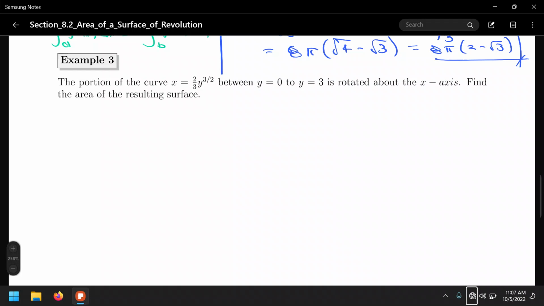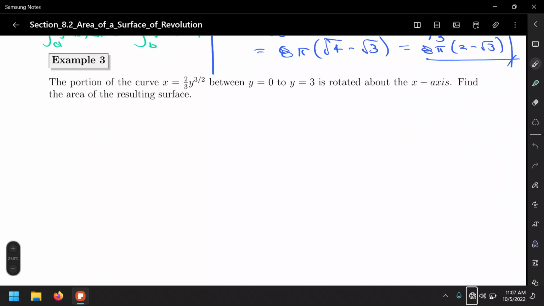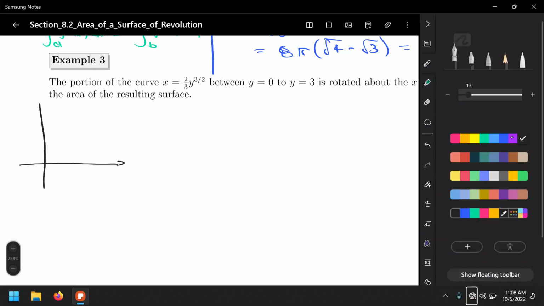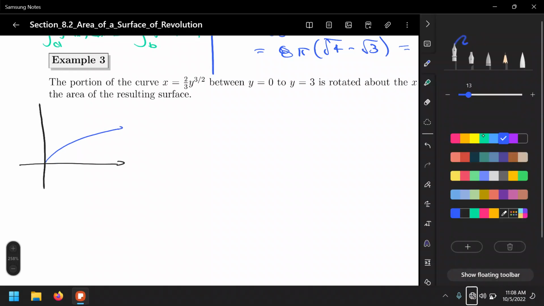So number 1, let's graph the function. That graph looks like this. I'll just give you the graph. And we're rotating it about the x-axis. This will give us the following result. That's going to be the solid that we would be obtaining here.